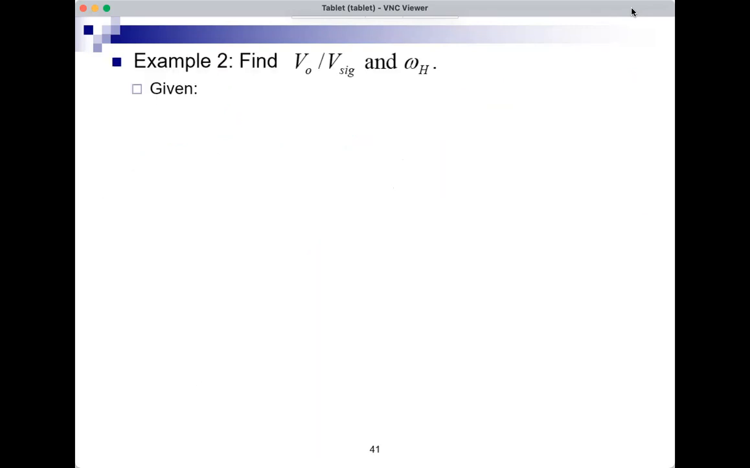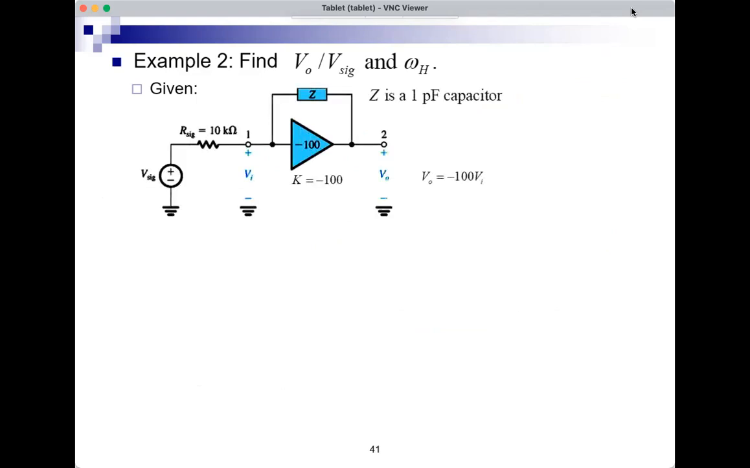Let's do an exercise first, so we're trained on how to apply it, and then we will apply it. Let's take a circuit like this one with a V sig, R sig, and an impedance between the input and the output. This is the input, and this is the output, and this is an ideal amplifier that gives me a gain of minus 100 no matter what.